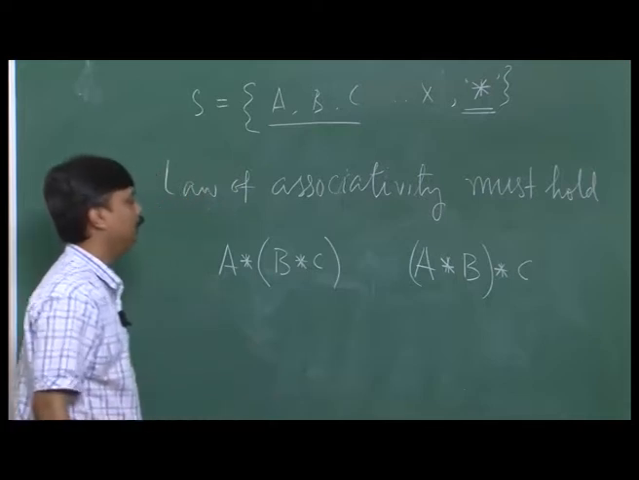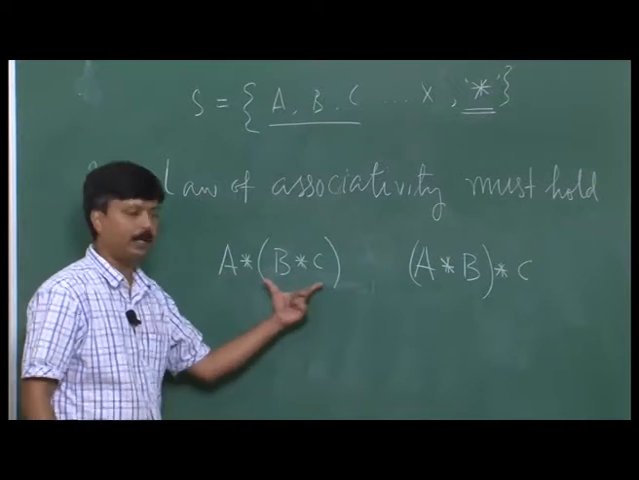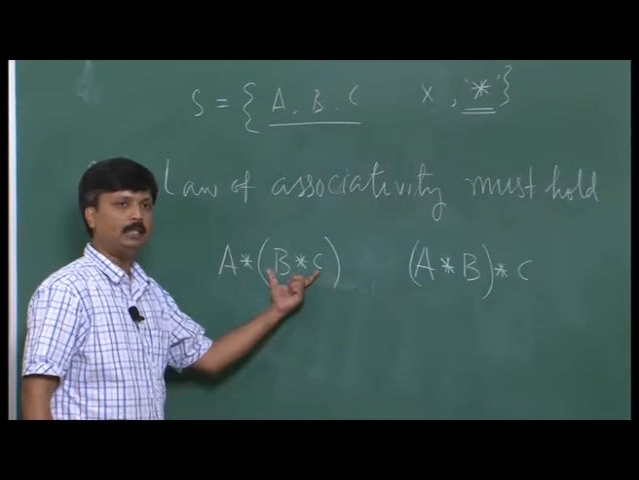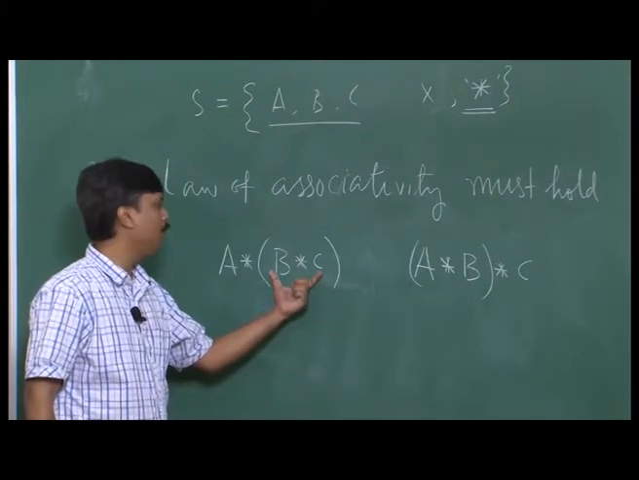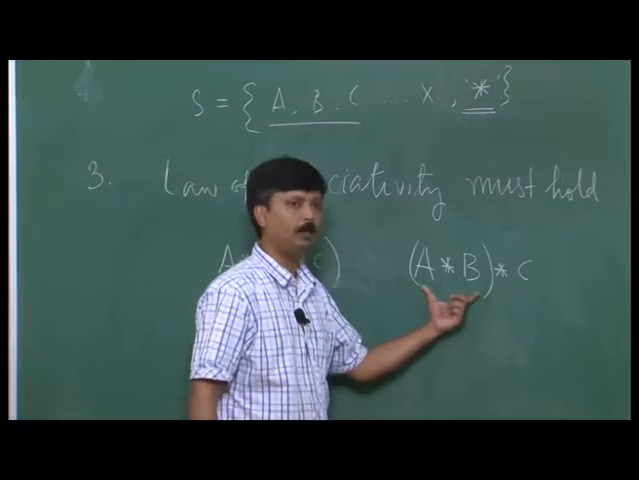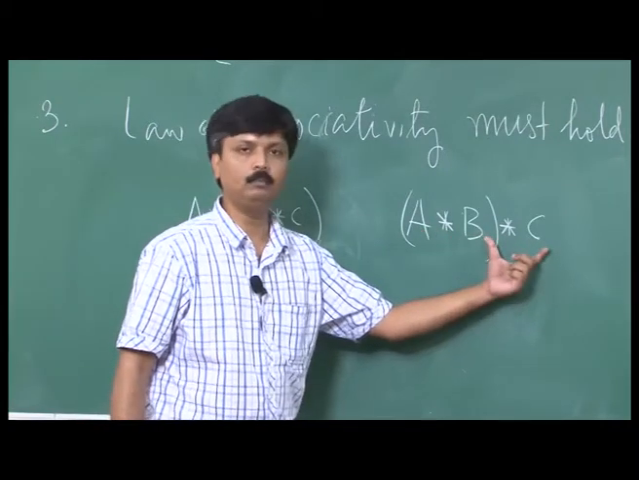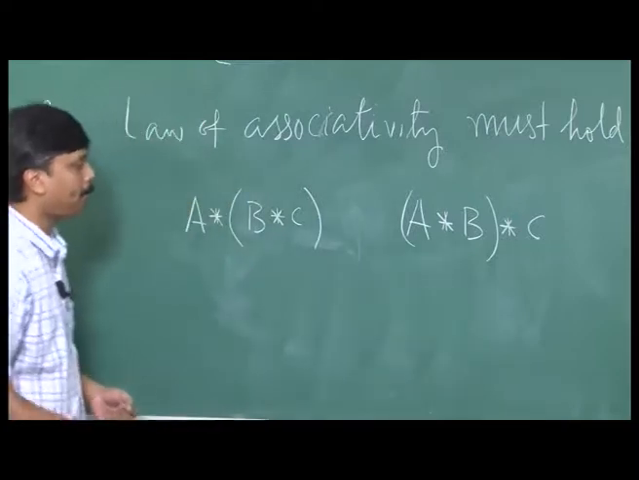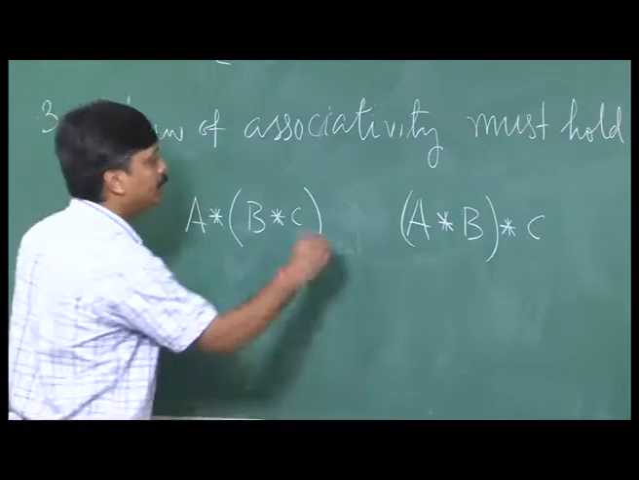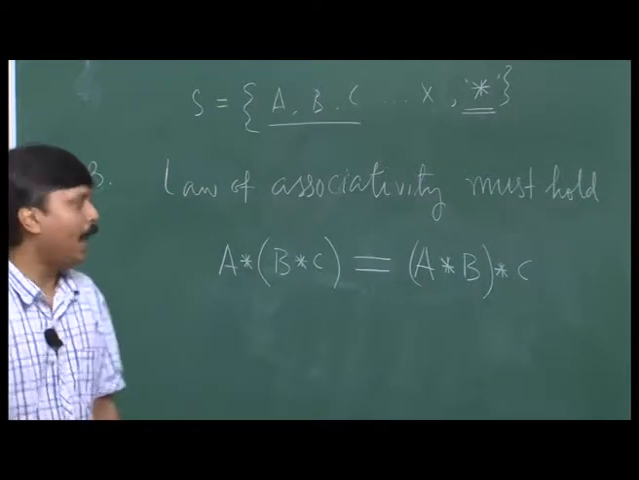Let's not put this equality now. Now this and this, what is the difference? The difference is here, this bracket is making all the difference. It says that first I will combine b and c and the resultant will be combined to a. On the other side, here I combine a and b first, and with this result I combine with c. Now if the associativity holds, then these two should be equal. This is the law of associativity.